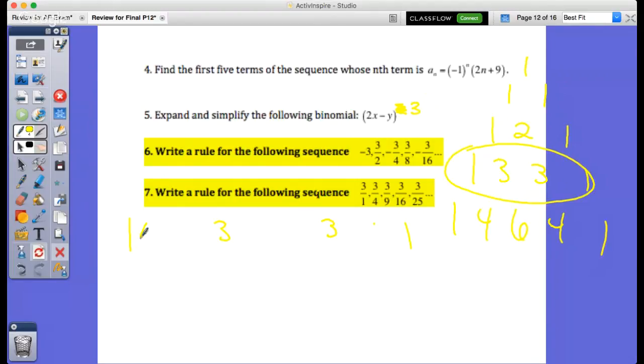What happens with the x power? You start with x to the 3rd, and then x squared, and then x. What happens with y? Start with y to the 3rd, y squared, and y.